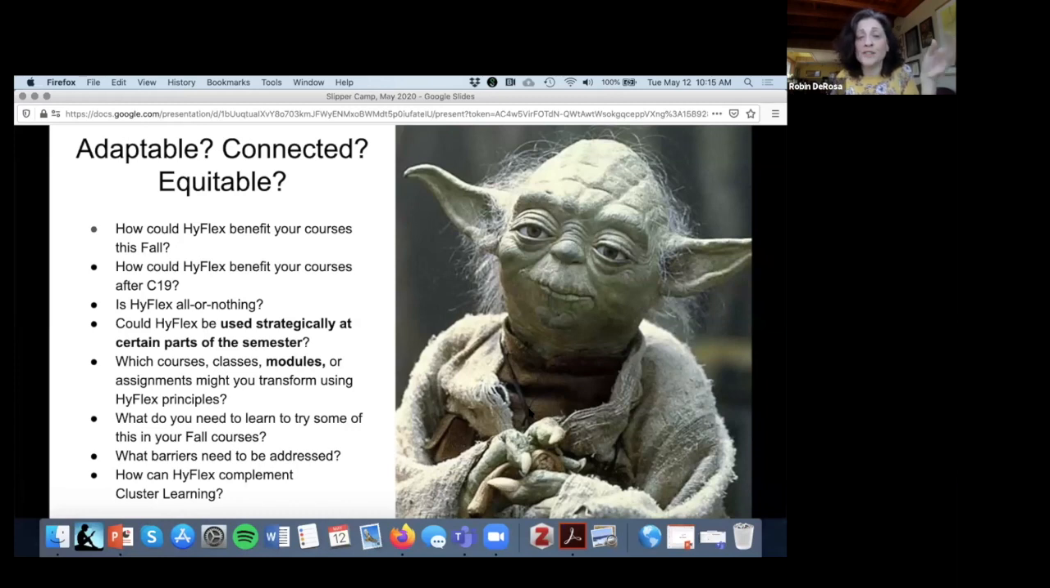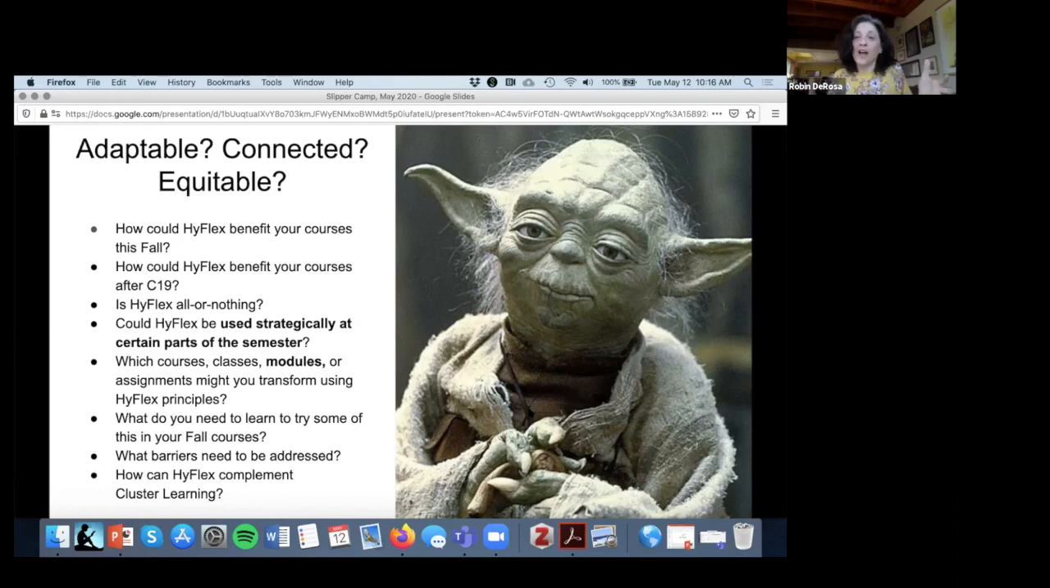Not just how HyFlex could benefit your courses this fall, but could you use this? One of the things we're really interested in interdisciplinary studies is we have a senior seminar at the end, which is pretty project-based and capstone-y. And lots of our students are older, and a lot of them are just finishing up maybe half a semester's worth of credits, and they've got that capstone.